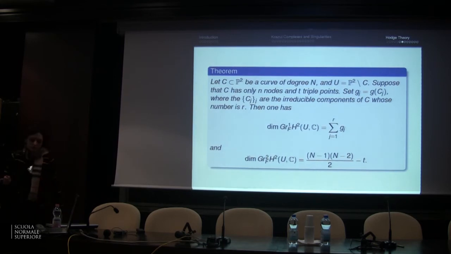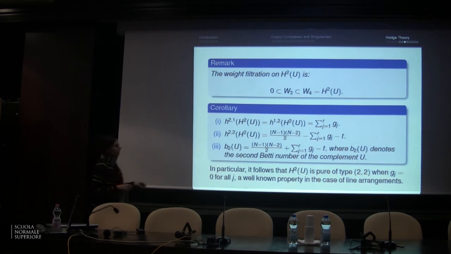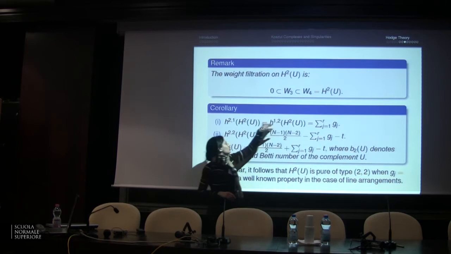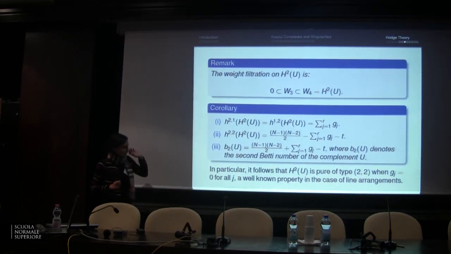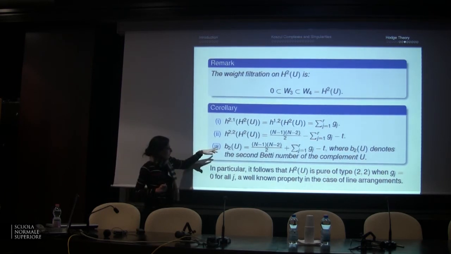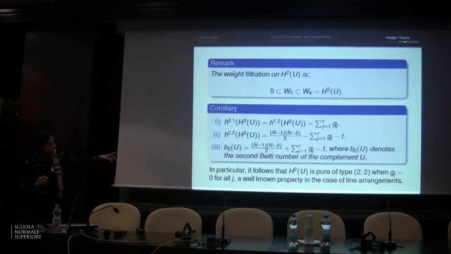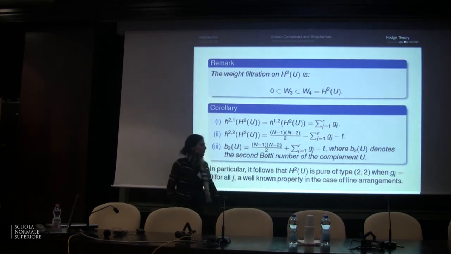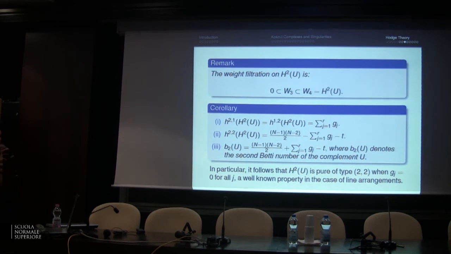So h22 is equal to (n minus 1) times (n minus 2) divided by 2 minus t, minus this dimension, which is h21. Now the second Betti number is the sum of h22 plus h21 plus h12, and it gives us that it's equal to (n minus 1) times (n minus 2) divided by 2 plus the sum of the genera, minus t. So the Betti number is also a projective invariant of curves.